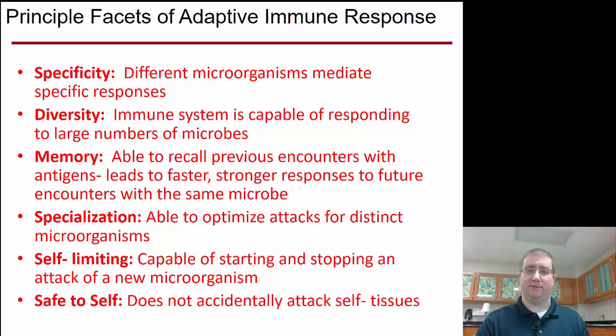And you want your adaptive immune response to be safe to self. So you want it to attack bacteria, but you don't want it to be able to attack your own personal cells. Autoimmunity is where that confusion occurs, where your immune system starts recognizing your own antigens as foreign and starts attacking yourself, which is not a normal response, obviously.